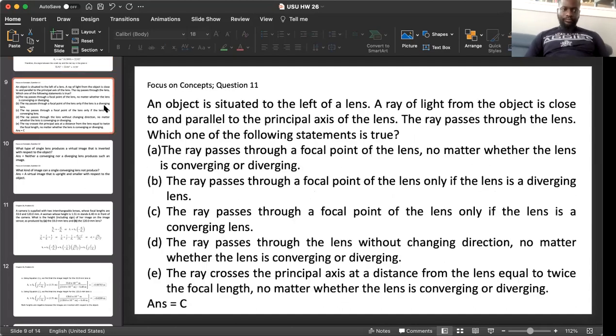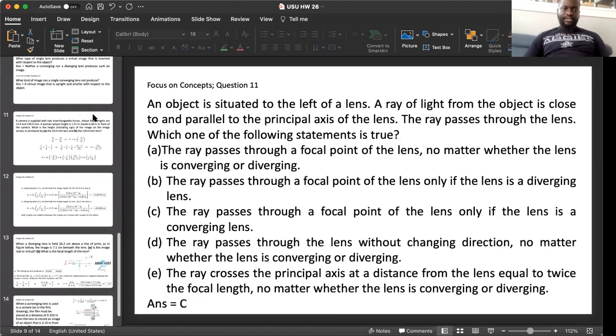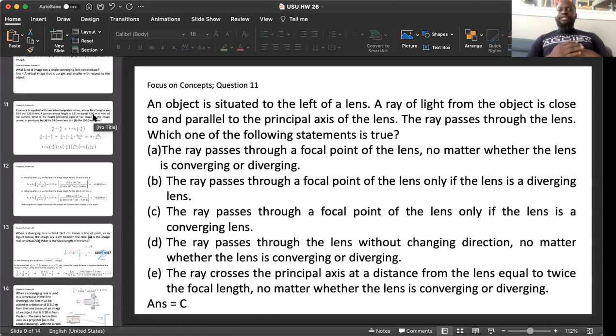Okay. So focus on concept question 11. This one says that an object is situated to the left of a lens. A ray of light from the object is close to and parallel to the axis of the lens. The ray passes through the lens. Which one of the following statements is true? So we all know this is the definition of the focal point. We've seen this several times. So the correct answer here is C. The ray passes through a focal point of the lens only if the lens is a converging lens.